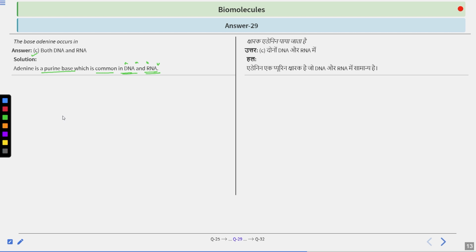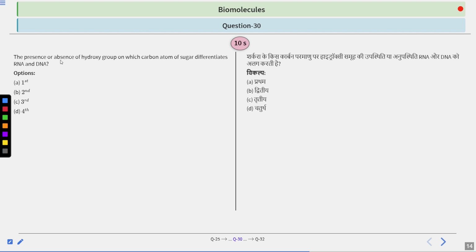Moving on to our next question. The presence or absence of a hydroxy group on which carbon atom of the sugar differentiates RNA and DNA? If you see the structure of RNA and DNA, at which carbon position the presence or absence of a hydroxy group differentiates the RNA and DNA structure. You have to tell the number of the carbon. Options are first, second, third, or fourth carbon. You have to select one, and you have some time to think about this question. After that, we will see the answer.